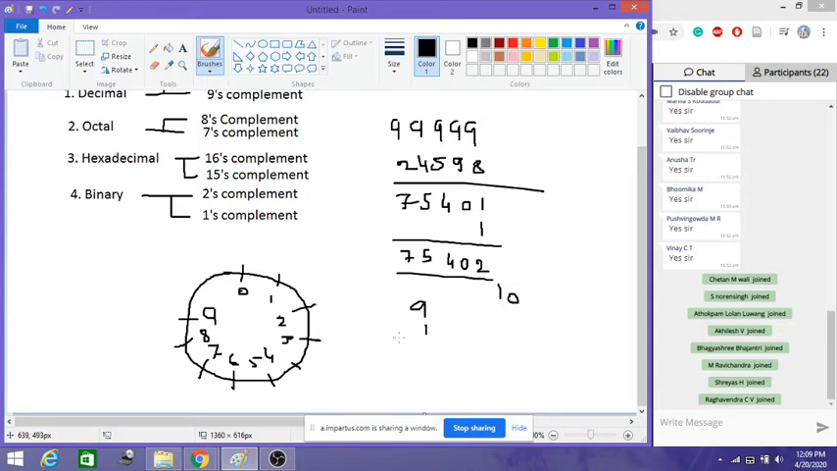So I have to subtract that 1 from 9. So I'll get this as 8. So 8 plus 1, I'll get this as 9. So it means I'll go 2 steps back. So from 1 it is 1, 2. So that is the tens complement form.